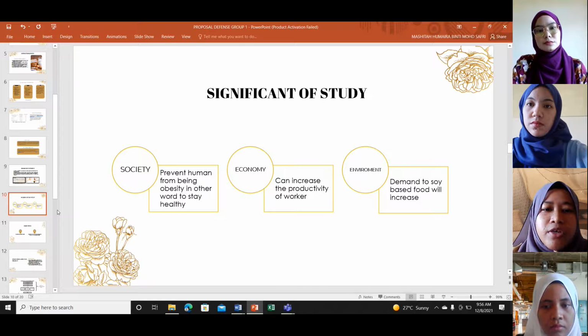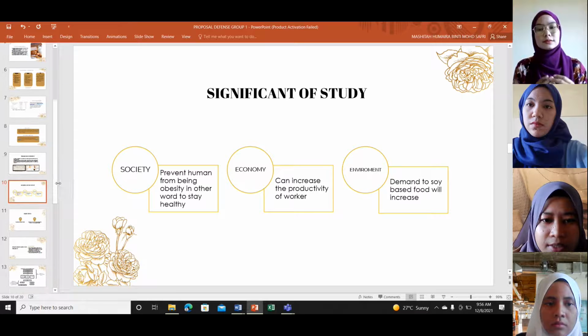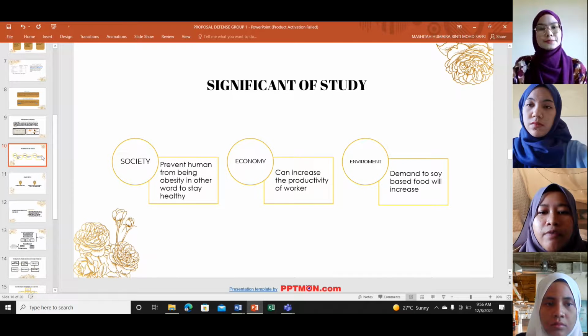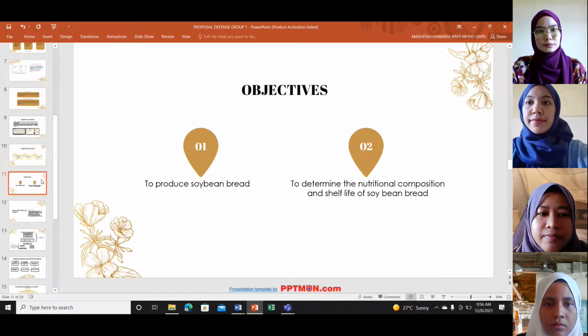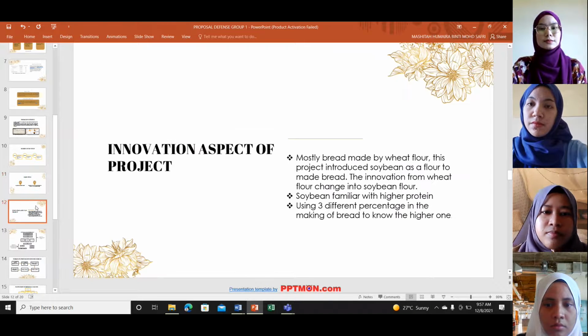Okay, for the significance of study, for society, it helps prevent people from becoming obese, in other words, to stay healthy. For the economy, it can increase the productivity of workers, and the demand for soy-based food will increase. Next, for the objective, firstly is to produce soybean bread and to determine the nutritional composition and shelf life of soybean bread.